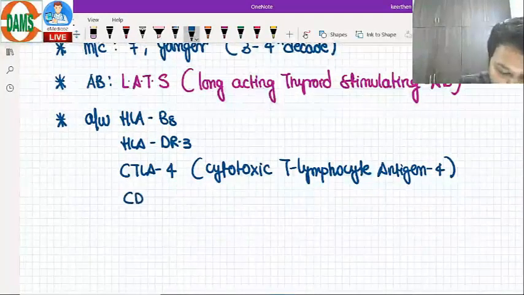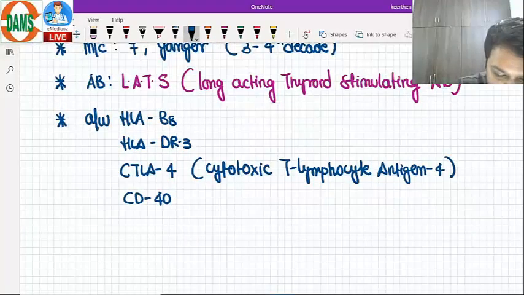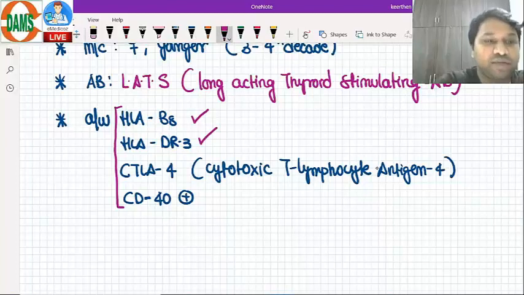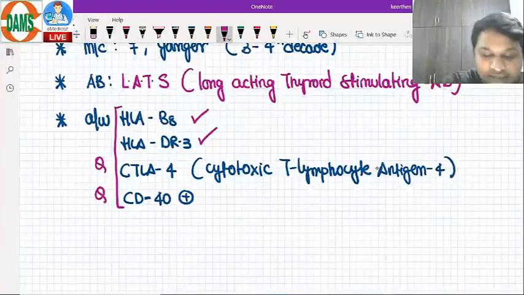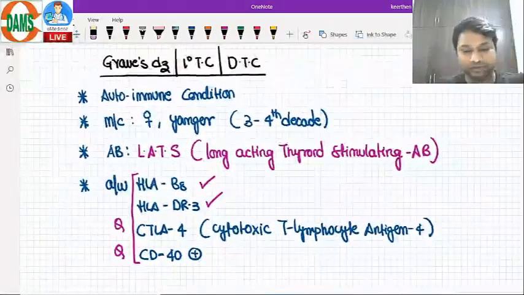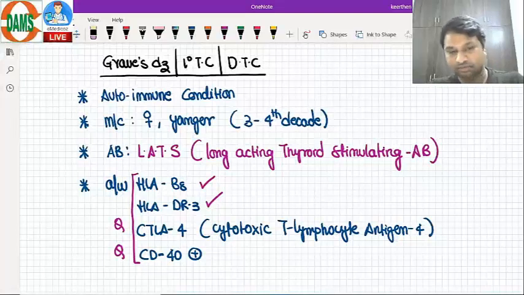It is also associated with marker CD40. Now, these are the 4 important markers that you need to remember with respect to Graves' disease. These 2 are very commonly referred, that is HLA-B8 and HLA-DR3. The new ones are important, that is CTLA-4 and CD40. Yeah, guys, take down this information. I'll talk about the pathogenesis in the next slide.